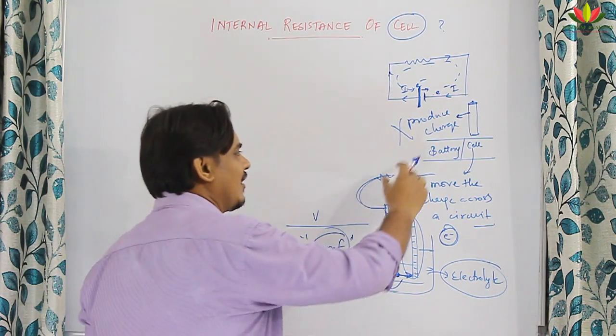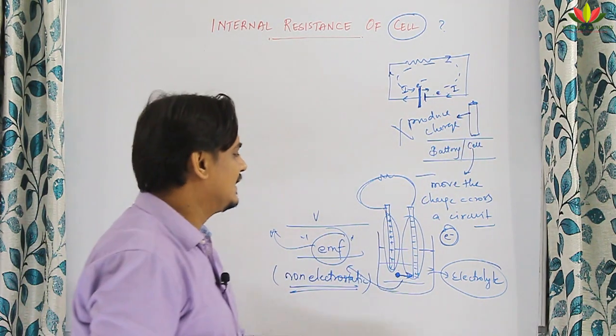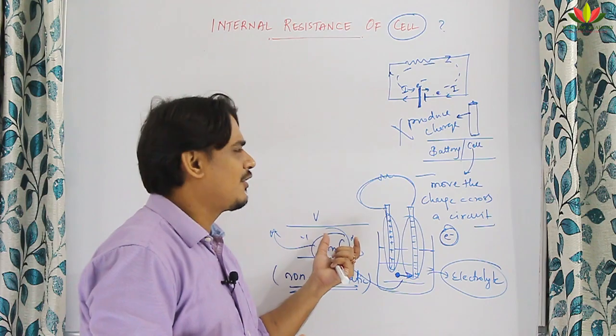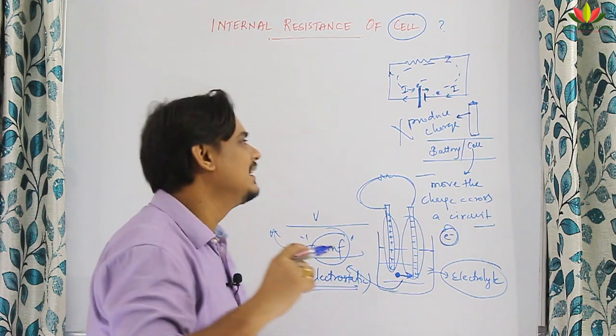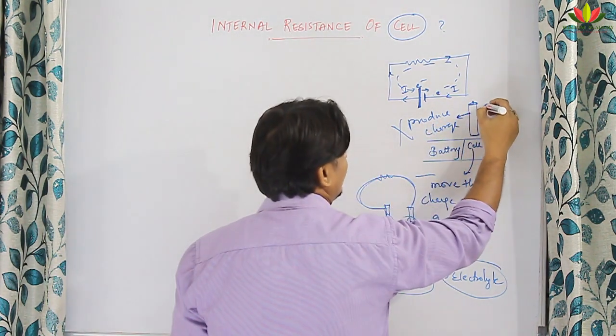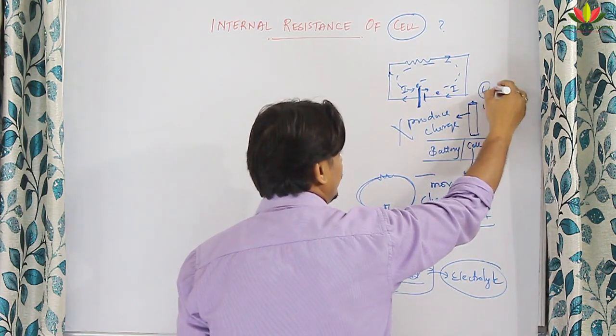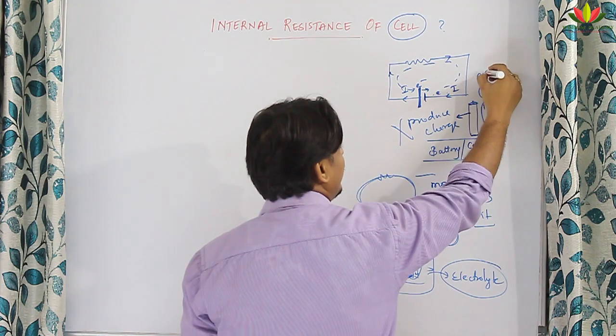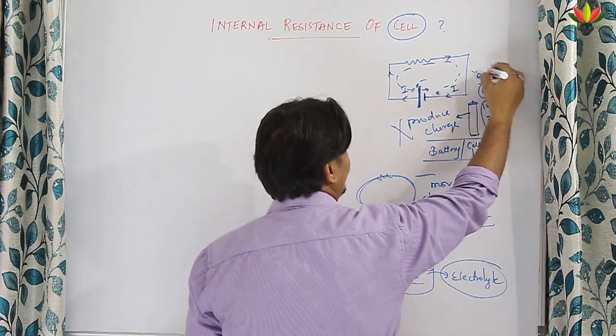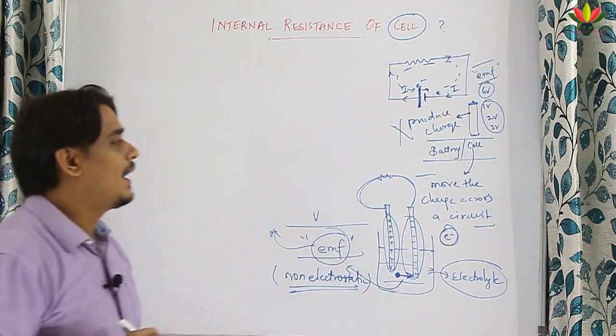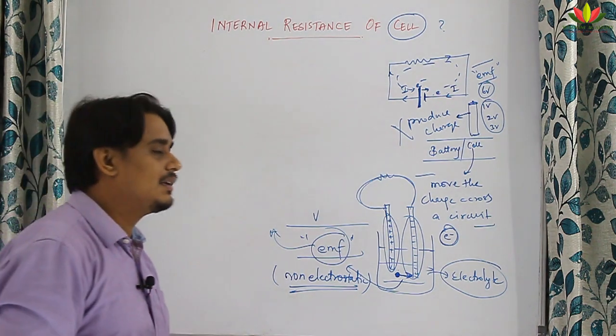A cell or a battery, when you buy it from a shop, will have some EMF written on it. Have you seen when you buy a cell, there will be something like maybe 1 volt or 2 volt or 3 volt, maybe 6 volt batteries are also there. So, this is the EMF of the cell. What is the EMF of the cell? If I want to define EMF, I will define it in some time.